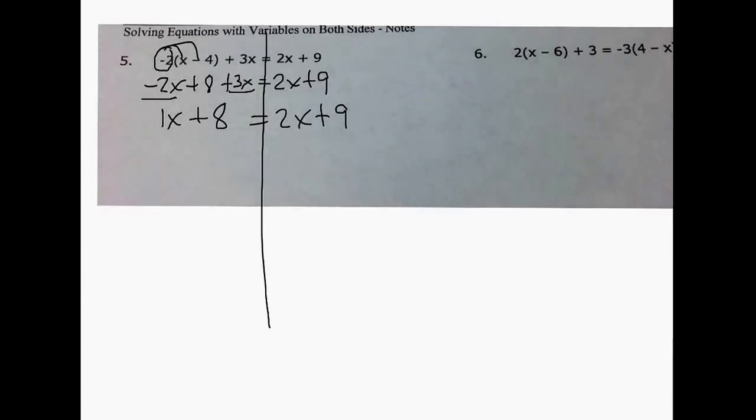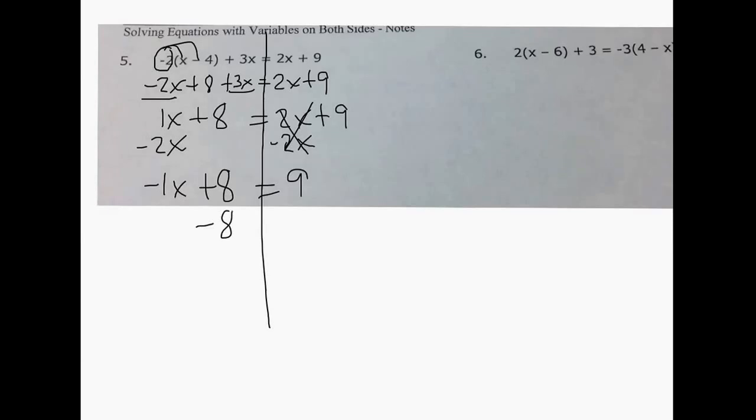Okay. Now I have variables on both sides, so I want to get my variables to the left. So I'm going to move the one on the right, minus 2x, because it's a positive 2x. 1 minus 2x is negative 1x plus 8 equals, they cancel out on the right, positive 9 over here. Then I want all my numbers to the right. So minus 8 from both sides, because that was a plus 8. Minus 8, that cancels. Bring down my negative 1x. 9 minus 8 is positive 1.